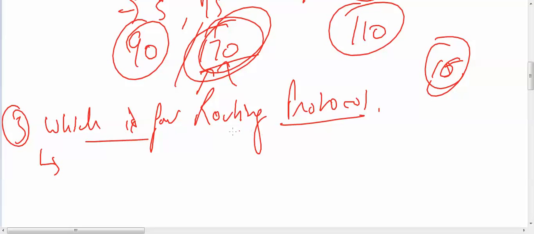So which is your favorite routing protocol? If you like EIGRP, talk about EIGRP things: it's Cisco proprietary, convergence time is fast, and it supports load balancing and unequal-cost load balancing. These are the main things you can say.